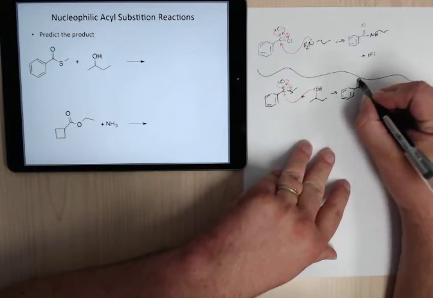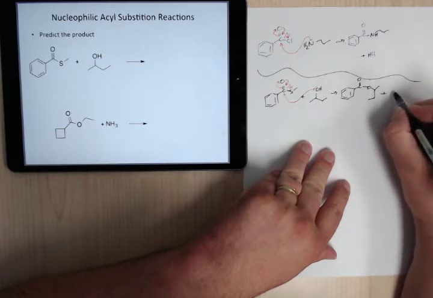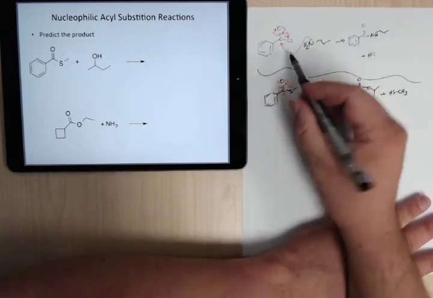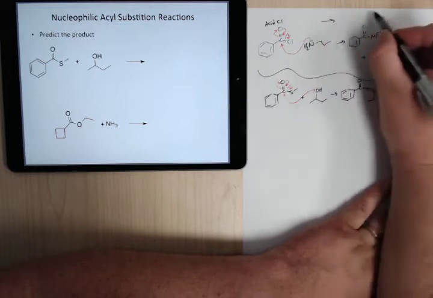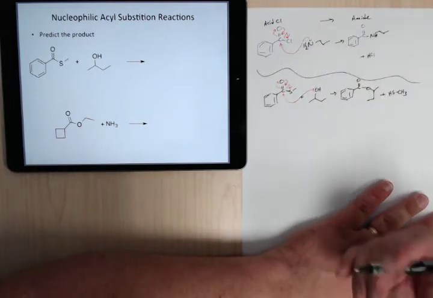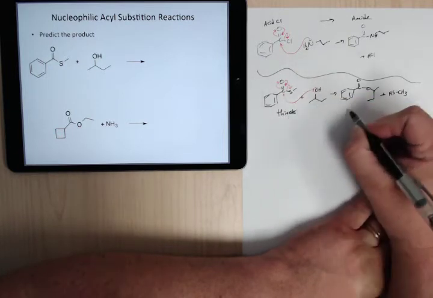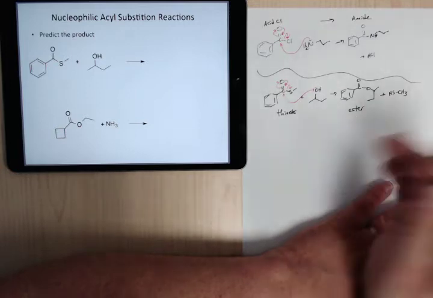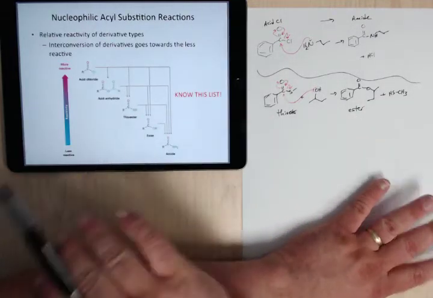Now what I should have done up here is to say, okay, this is acid chloride going to an amide. We're going downhill on that list and we're okay. Here we're going from thioester to ester. That's fine. Thioester to ester, that's okay.